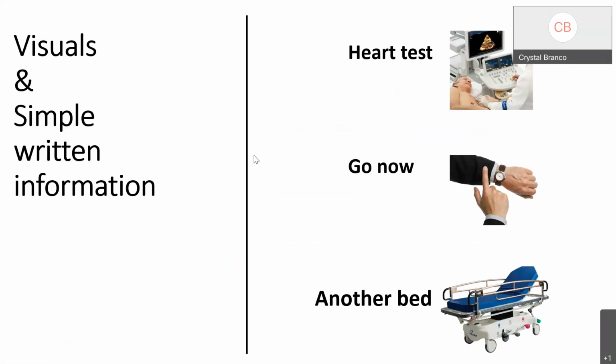This might be how you add visuals or simple written information onto the communication. You have an appointment for a heart test, so you may have a picture of that to show them what you're referring to. We have to go now, so you may have a picture like this, or you could point to your wrist to indicate go now. We have to get you into another bed. So you may have a picture like this to show them what the stretcher looks like, or perhaps the stretcher is out in the hallway or it's already been rolled into the room that you can point to.